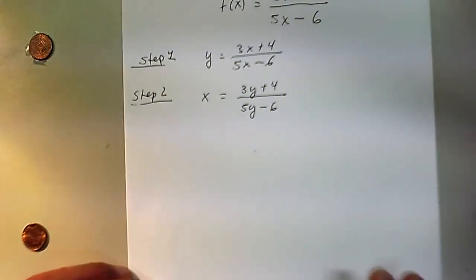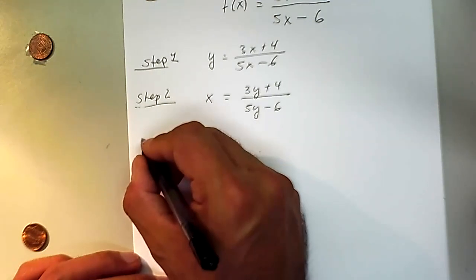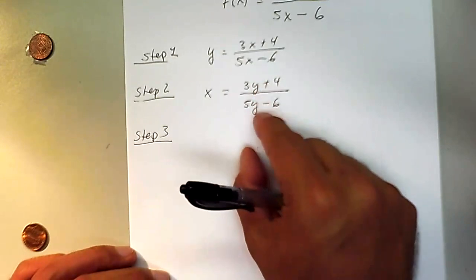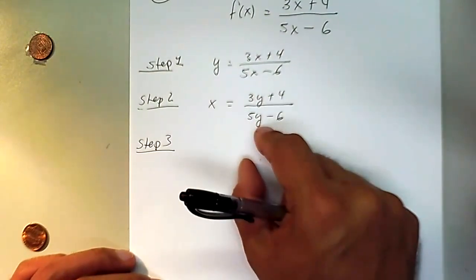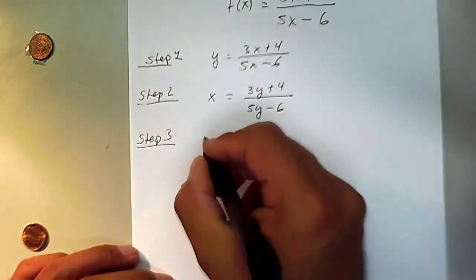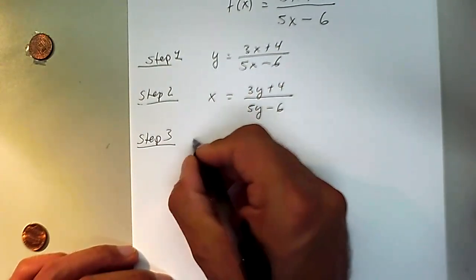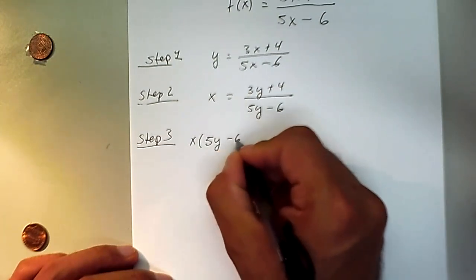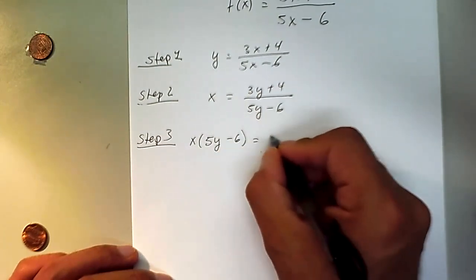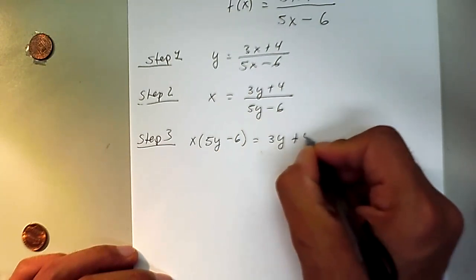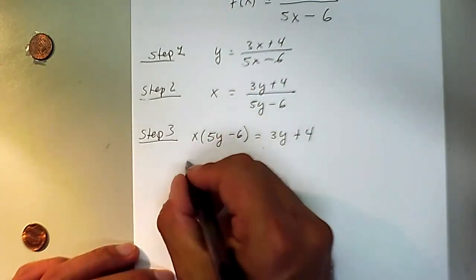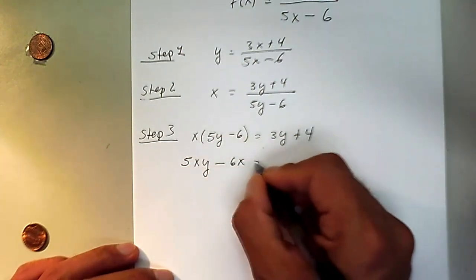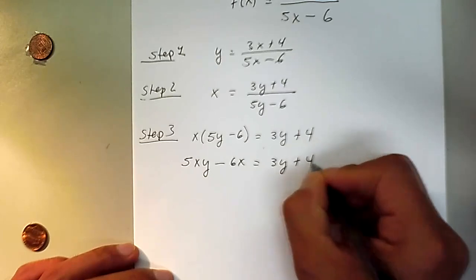Now here's where we need the algebra. Step 3, we got to solve for y. But there are two y's involved, and they don't cancel off, of course. First, we're going to multiply on both sides by the denominator. So x times quantity 5y minus 6 is equal to 3y plus 4. Let's distribute. 5xy minus 6x equals 3y plus 4.